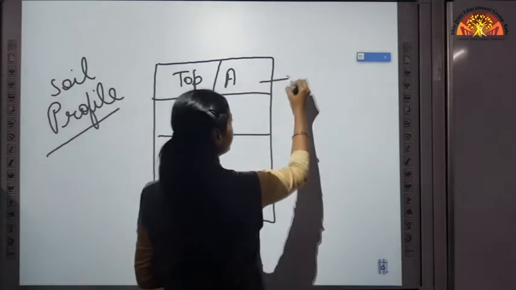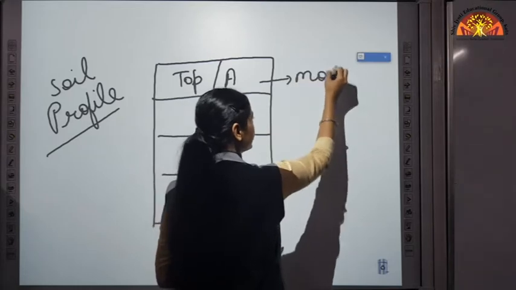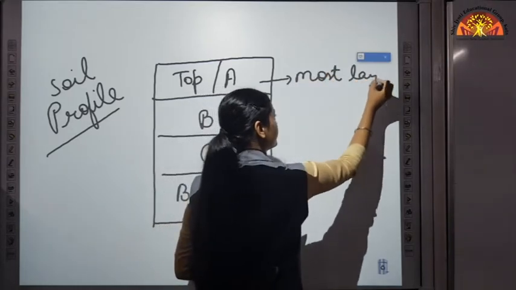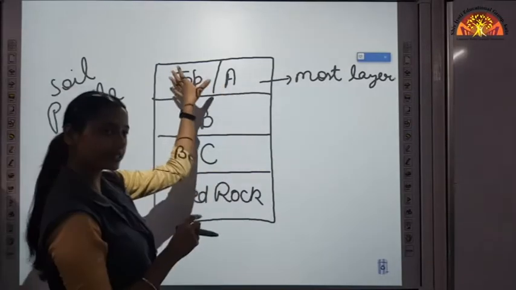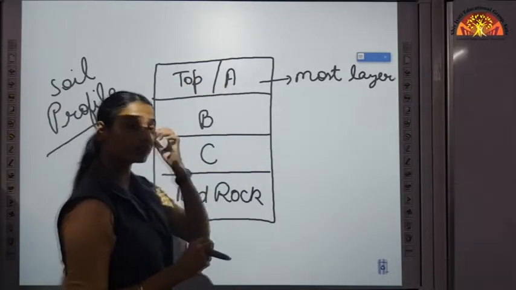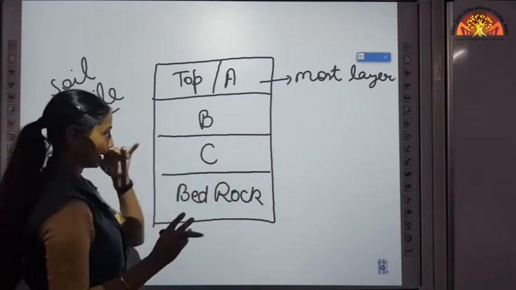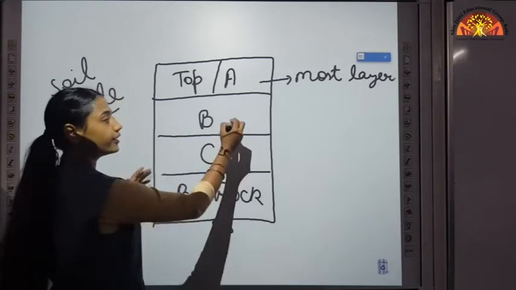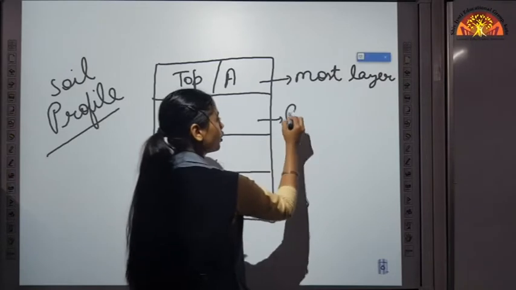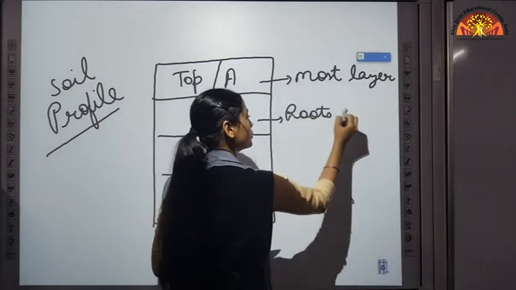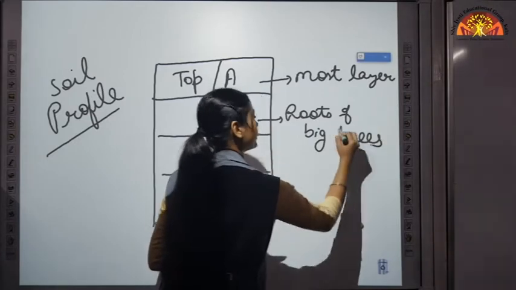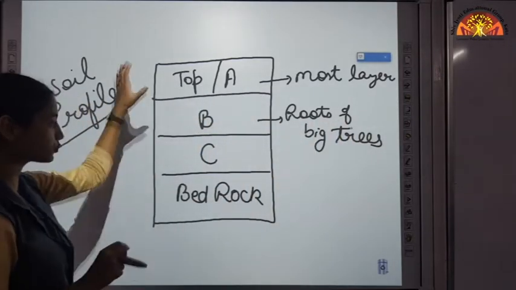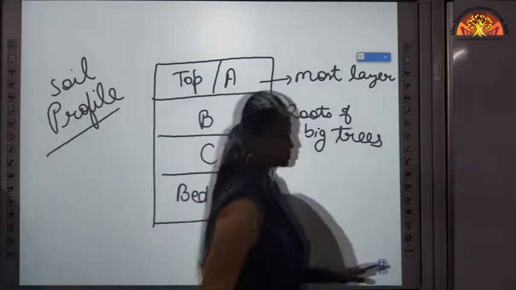This layer is the most fertile layer, and roots of small plants are present in this layer. And what about the roots of huge trees? The roots can penetrate till here. Okay, so roots of big trees are present in B horizon, and this vertical arrangement is soil profile.